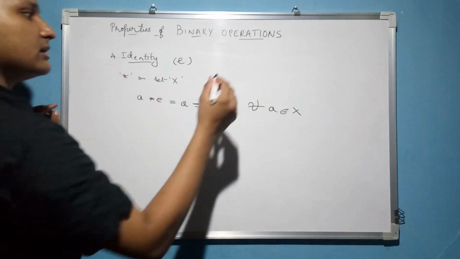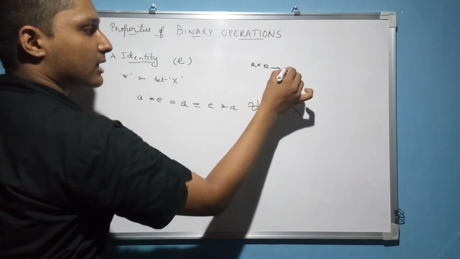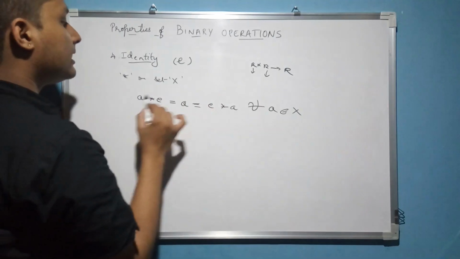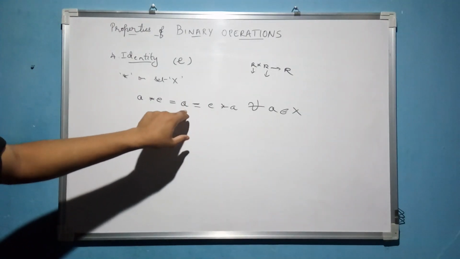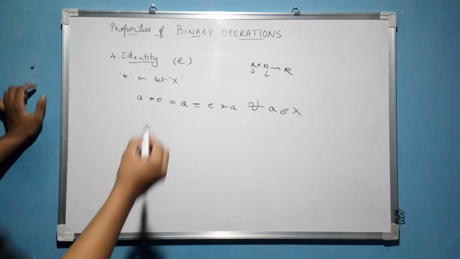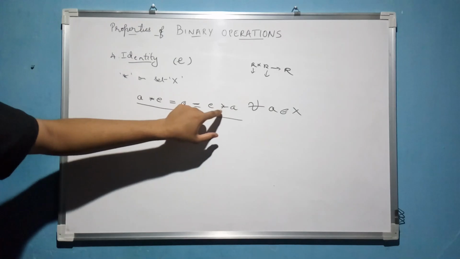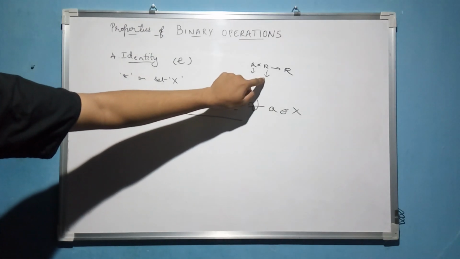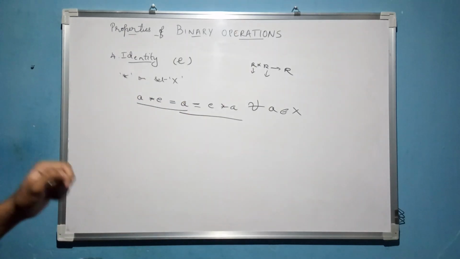So in a binary operation, you have say R cross R to R, right? So if the first and second are A and E, and you get A, that should be the first condition. The second condition should be that A should be equal to E star A, where here you need to consider E and here you need to consider A. You should get the value of A after applying the binary operation. Okay, so now we'll take an example.